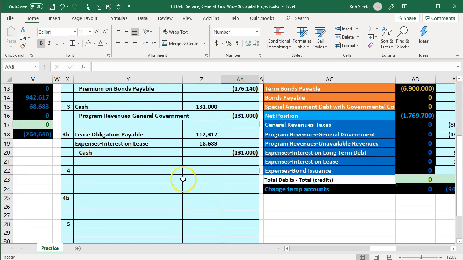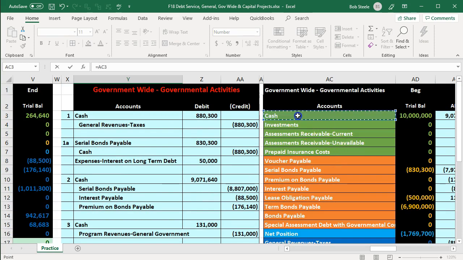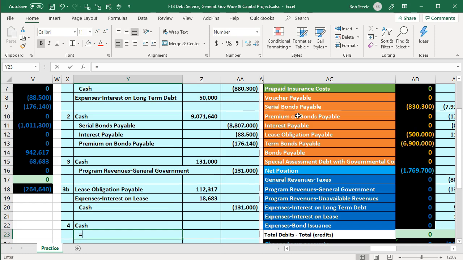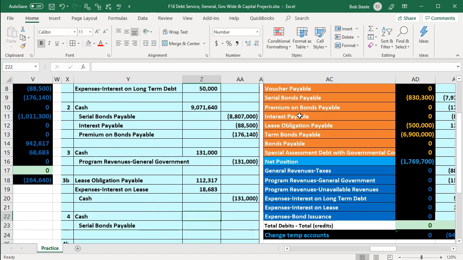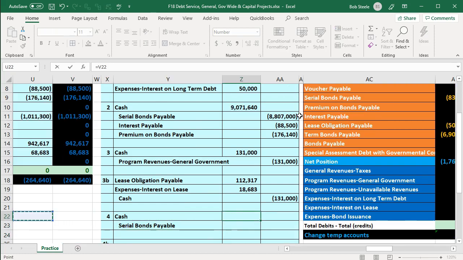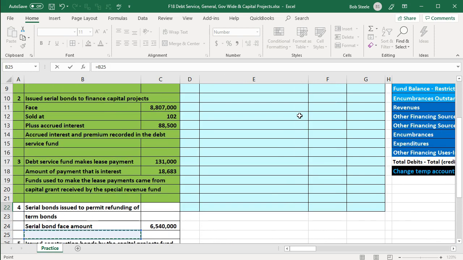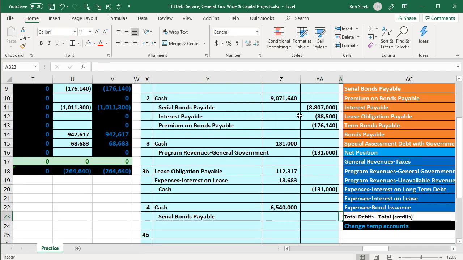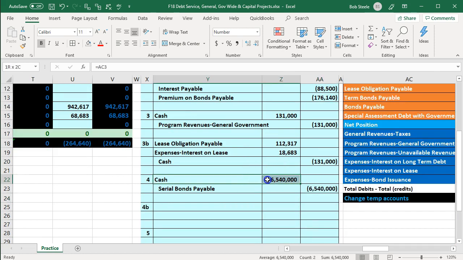So we're going to scroll back down. We're looking for number 4. We're going to say that we got cash. Cash is going to be increasing because we're issuing the bonds, and we're issuing serial bonds. So that's going to be a liability for the serial bonds. The amount then in Z22 will be equal to, scrolling back to the left, we're going to pick up the amount, and there we have that. That'll be the debit and the credit. So there's our numbers. We're going to go up top now.